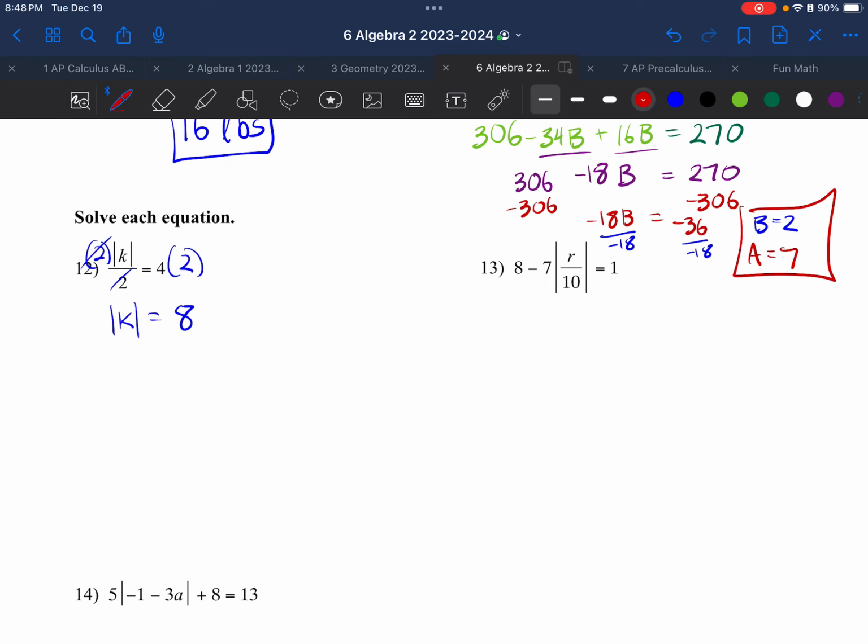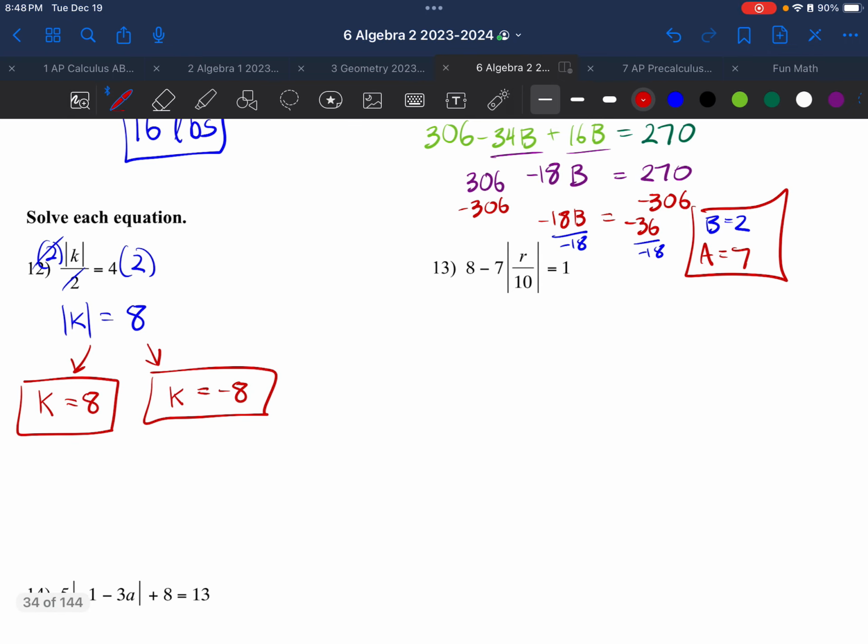The way that I deal with that is this is going to turn into 2 separate equations. The first equation, you just drop the absolute value and say k is equal to 8. And then the second equation, you drop the absolute value and you say it's equal to the negative version of the right side, which is negative 8. And we're done. These do get a little bit more complicated.